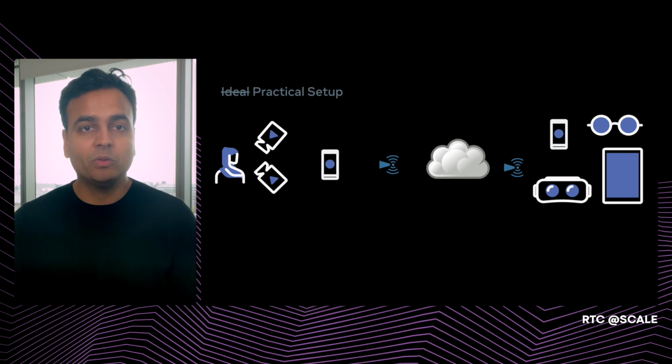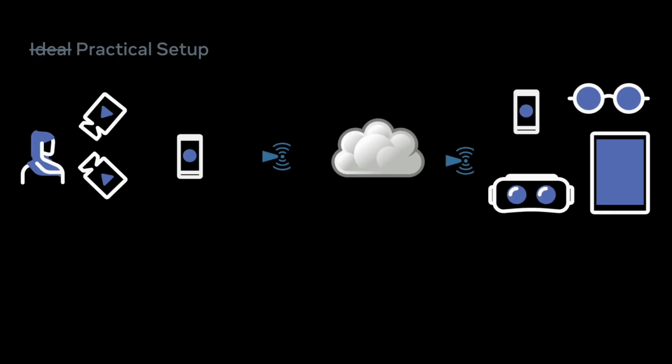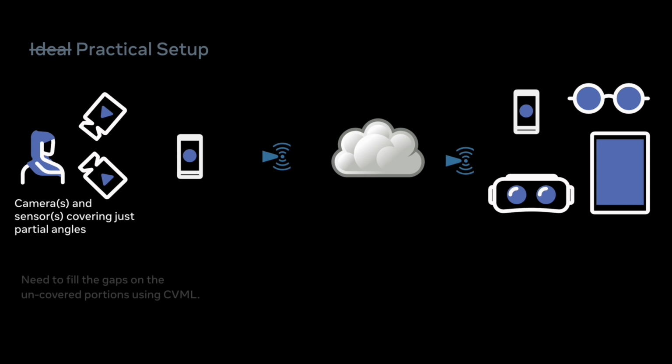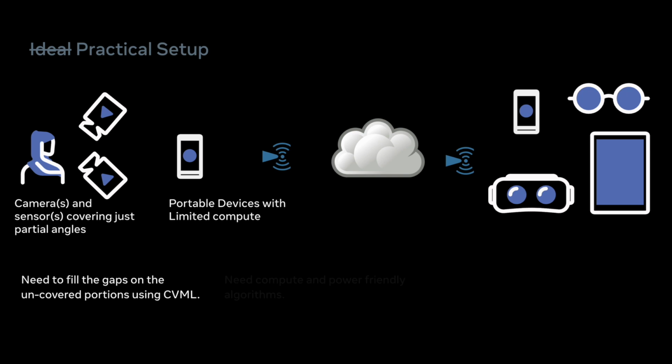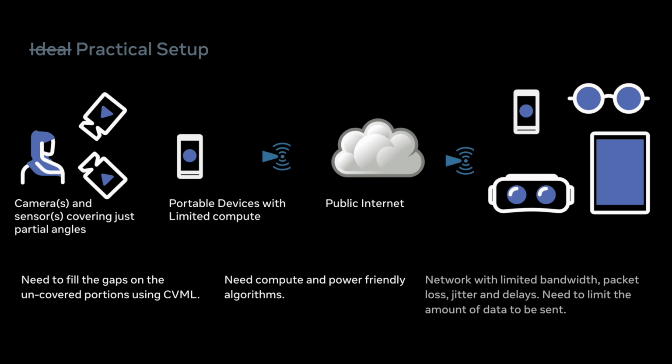However, a more practical setup is going to look something like this. A user will have maybe one or two cameras and sensors covering just part of the angles of their body, which means that the uncovered portions will need to be filled in by using computer vision and machine learning. Instead of having specialized hardware, they will likely have access to a portable device, which will have limited compute, which means that the algorithms and the heuristics that we run will need to be compute and power friendly. Next, instead of having a dedicated fiber connection, they will likely be connected to the public internet via wireless, which means that they will run into all sorts of challenges such as bandwidth variation, jitter, packet loss, etc., which will require us to be smart about how much data we are sending and when.